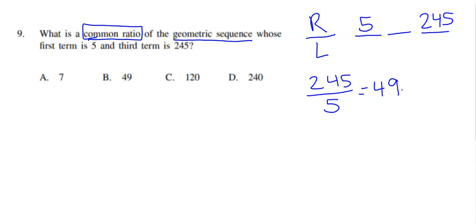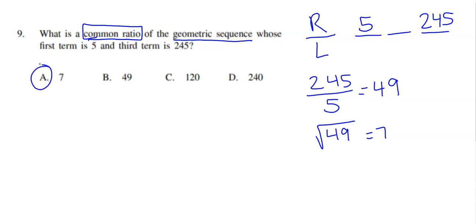So in order to figure that out, I need to say, well, there's this missing term here. Since it's only off by one term, I take the square root of 49, and that's equal to 7. And that will be my common ratio for this problem.